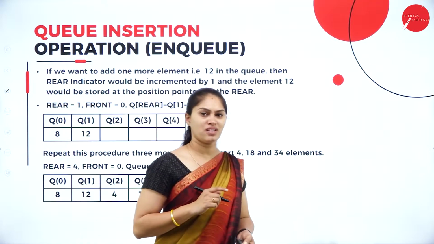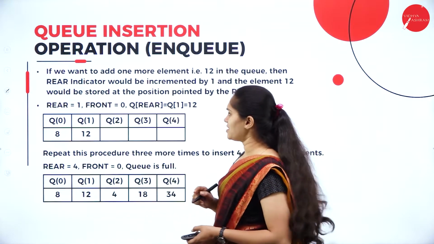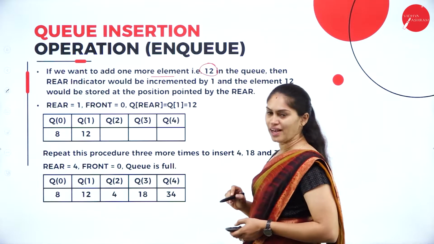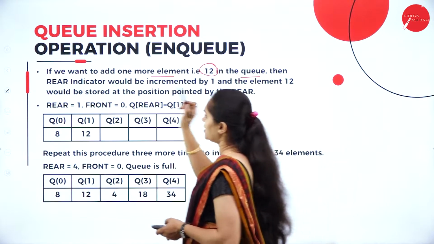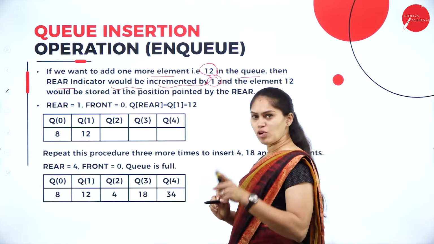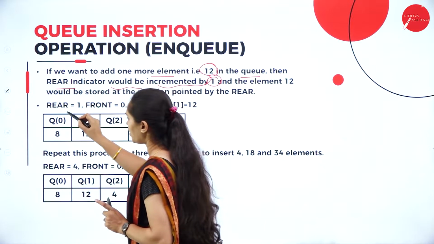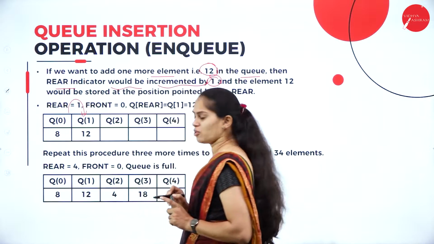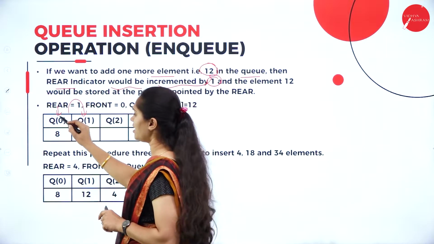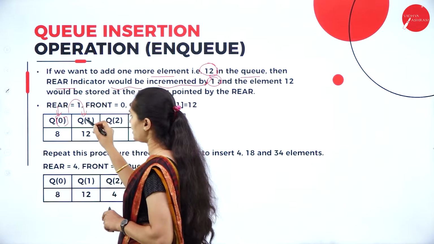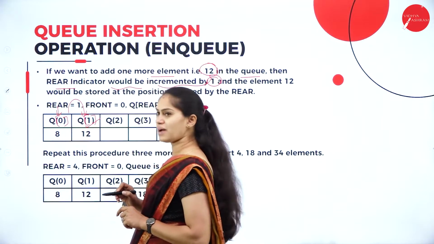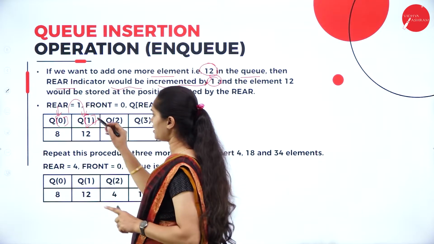What if I want to insert one more element into this existing Q? Say I want to add 12 to the Q. At that time, the rear indicator will be incremented by 1. Previously it was at Q of 0, the 0th location. Now it is pointing to Q of 1. So rear will be incremented by 1. It was 0, now it is 1.